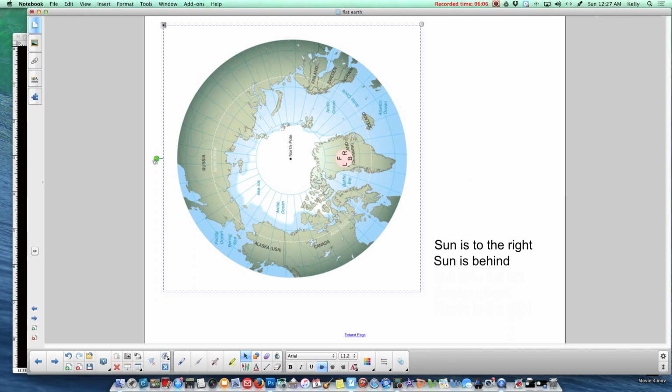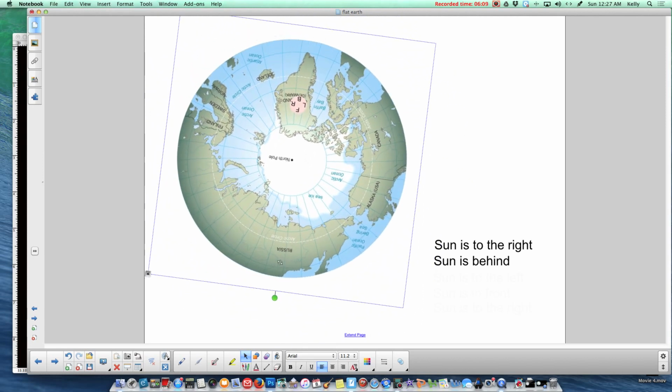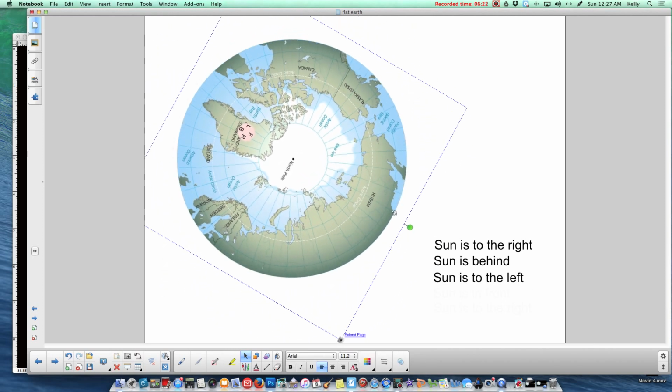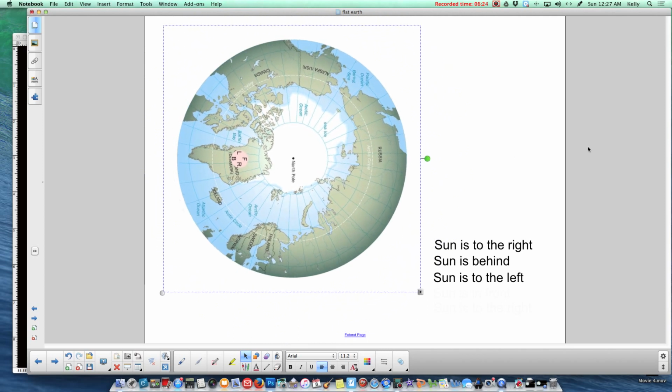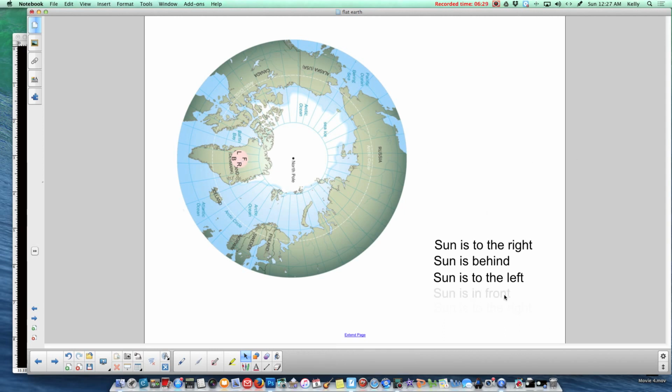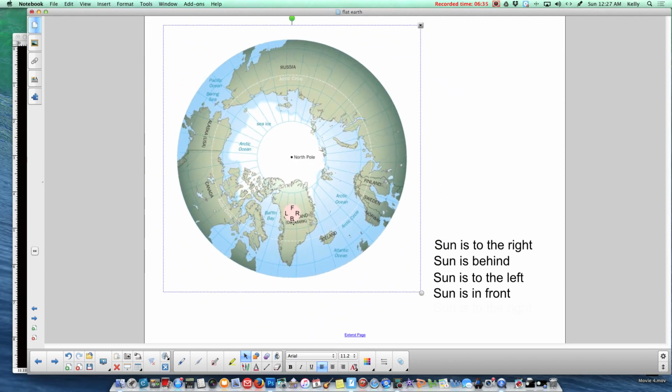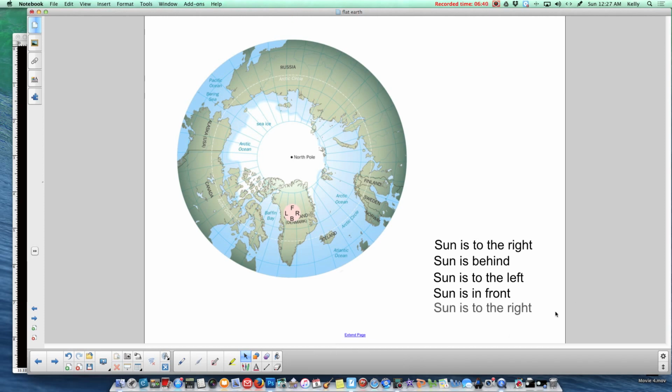Let's take another look. 6 hours later, the Earth is going to complete another quarter turn. And we can see the sun is over here. And if we look at this, it's now to the left of the person that's facing the North Pole. We're going to do another quarter turn. And the sun is still over in this general vicinity. It's to the front of the person there. And if we rotate it once more, we're back to where we started from, so the sun is now to the right of the person. So it has gone right, behind, left, front, right.